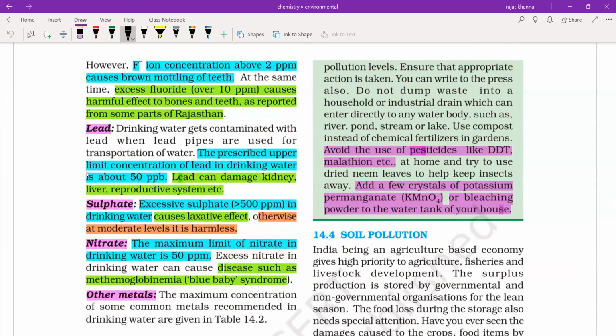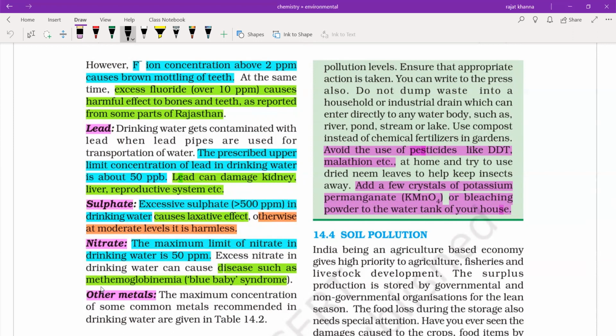Lead. The prescribed upper limit concentration of lead in drinking water is about 50 ppb. Lead can damage the kidney, liver, and reproductive system. Sulfate. Excessive sulfate, greater than 500 ppm in drinking water, causes a laxative effect. Otherwise, at moderate levels, it is harmless. Nitrate. The maximum limit of nitrate in drinking water is 50 ppm.